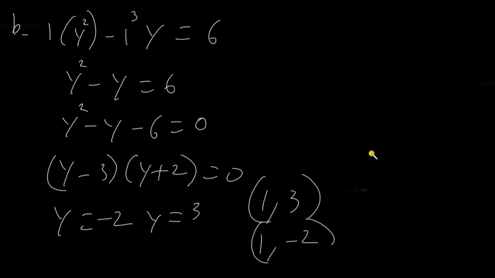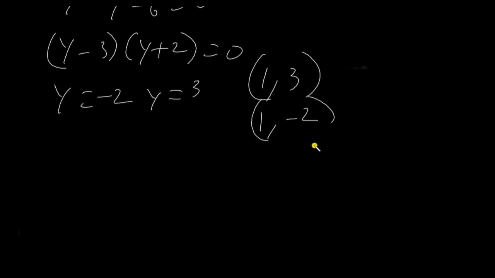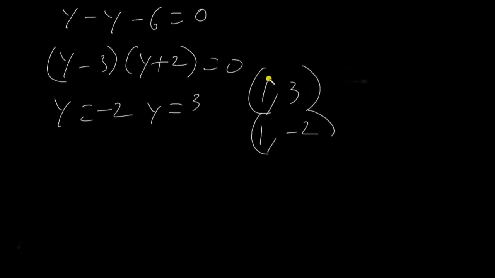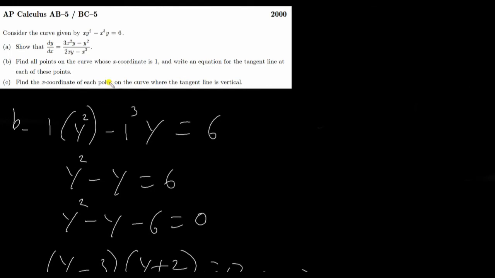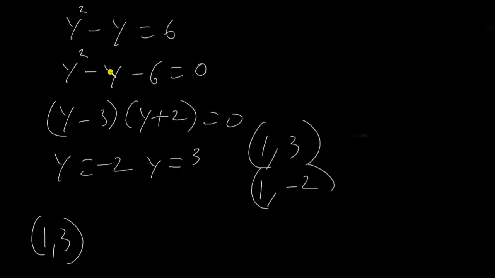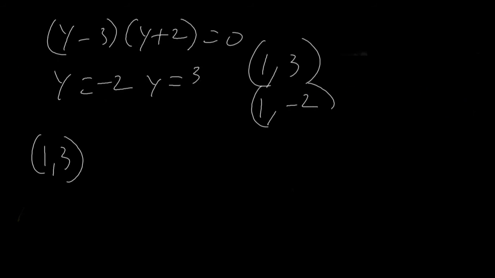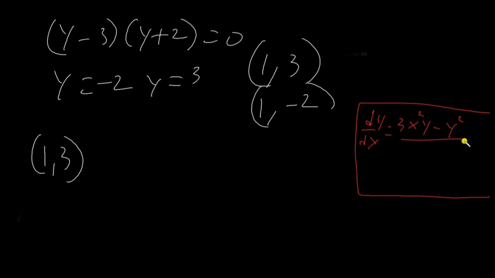So let's get started by writing tangent lines for each of these two, right? So the tangent line is going to be the point plus the slope. So we have the point, we need to find the slope. Let's start with (1, 3). We need to find the slope of the line at (1, 3), and to do that, we're going to use the differential equation they gave us. So I'll just write it over in the corner here as a side note so we can reference it later on. I don't have to keep going up and down. dy/dx is 3x squared y minus y squared over 2xy minus x cubed, right?